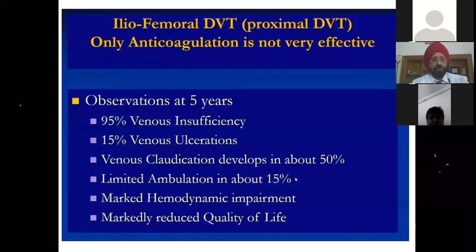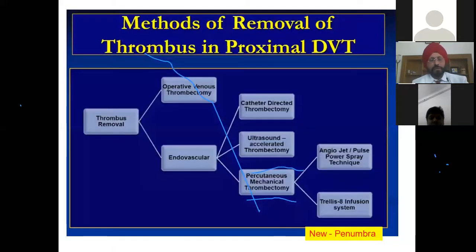So what do we do over here? This is just telling you that if you just treat normally, which I just told you, with the oral anticoagulants, you'll still have a large number of patients with chronic venous insufficiency, with venous ulcerations, with venous claudications. As opposed to this, if you do an active process of actually lysing and removing the clot, then we'll show you the trials which have shown that the results are much better.